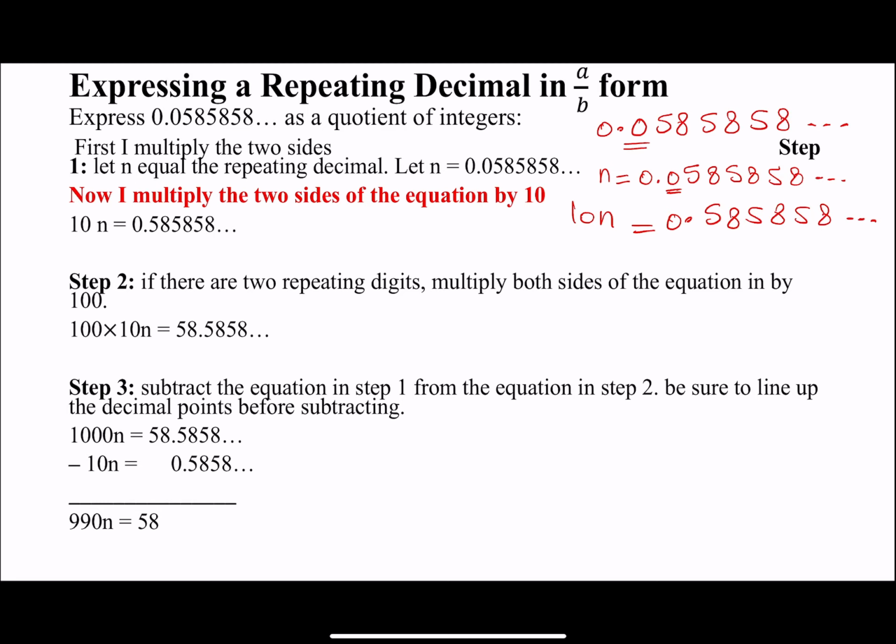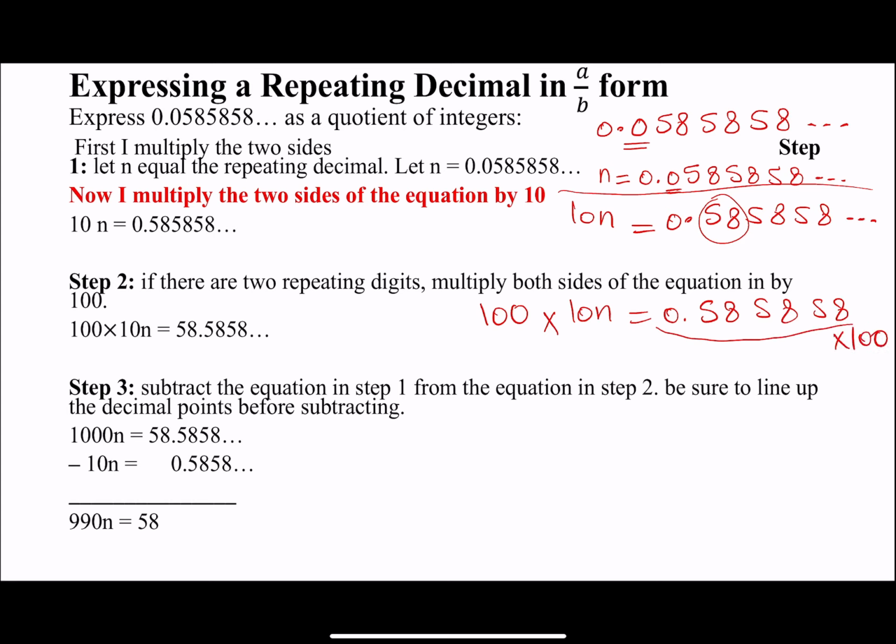Now I move to step 2. If there are 2 repeating digits, multiply both sides of the equation by 100. Yeah, I have 2 repeating digits now. So my equation is 10n is equal to 0.585858. I multiply the left side by 100 because I have two digits that are repeating, and I multiply the right side by 100 too. On the left side, 100 times 10n is 1000n.